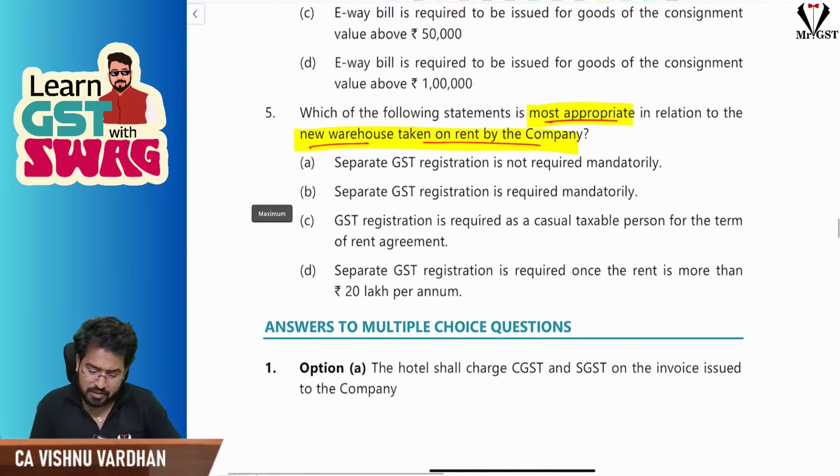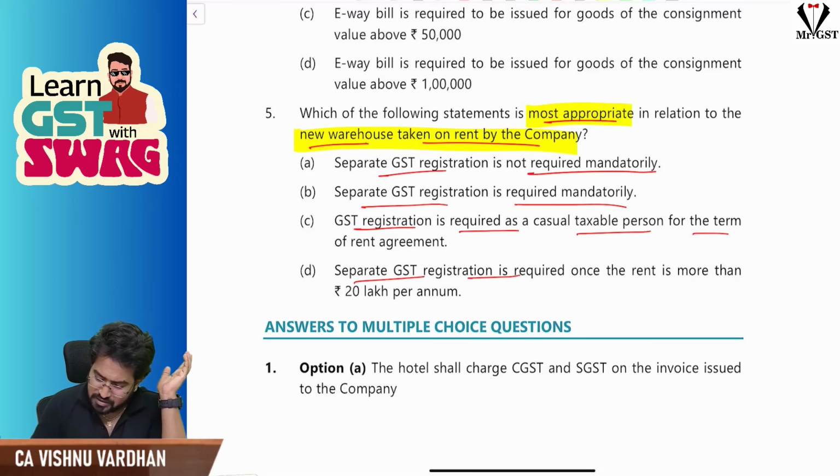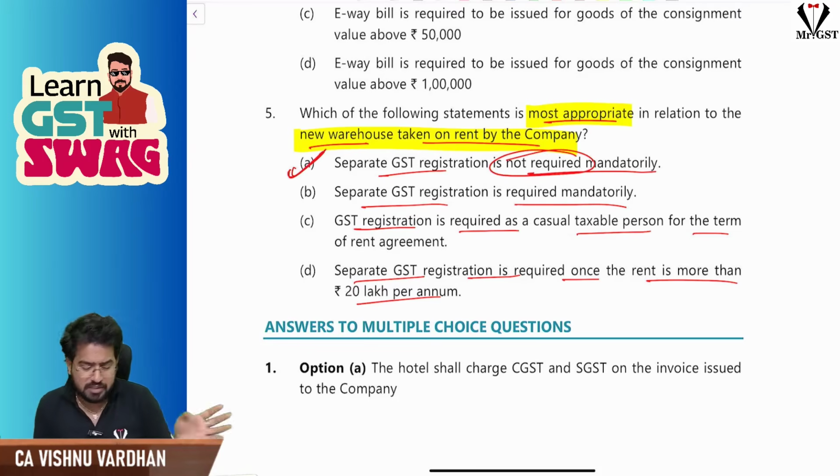Let us see the appropriate answer here. Separate registration is not required mandatorily. Separate registration is required mandatorily. GST registration is required as cash. Not like that. Separate GST registration is required once the rent is more. No. So separate registration is not mandatory. You can declare it as an additional place of business and proceed, because you are already registered under GST. So that is the case study.